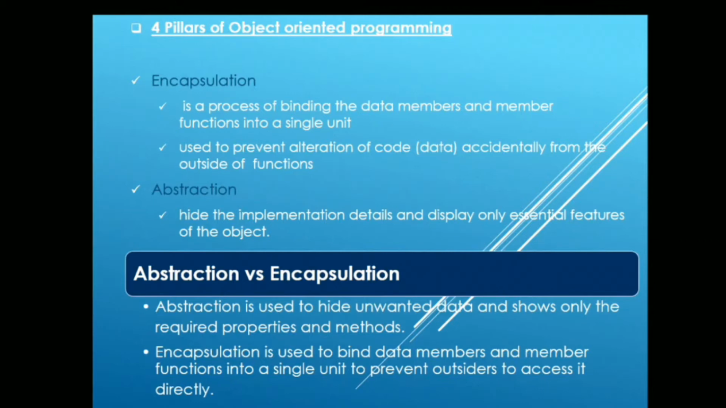Talking about the abstraction part. Abstraction is to hide the implementation details and display only the essential features of an object. If I give you an example, say any vehicle, be that a bike. At the end you see the bike, but inside the bike there are a number of things, be that engine, horn, seat belt, seat, tires, etc. The difference between abstraction and encapsulation is that abstraction is used to hide unwanted data and show only the required properties and methods to the client.